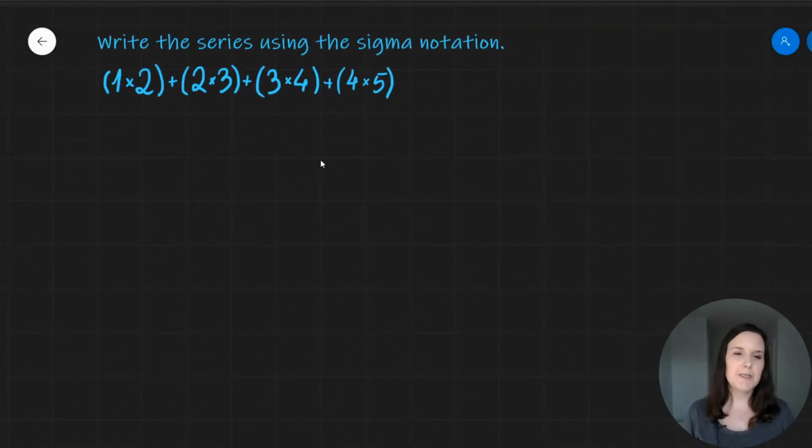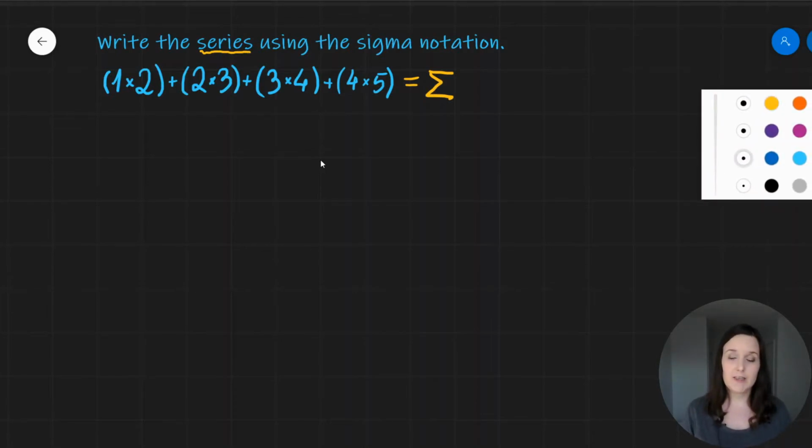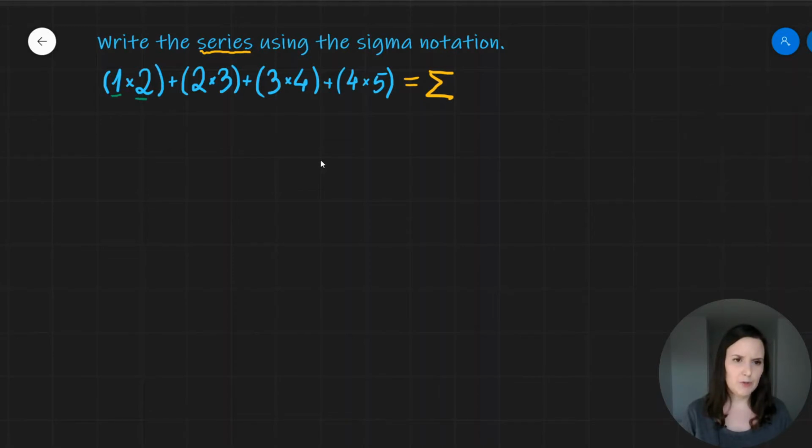In the next example, we have to write the series using the sigma notation. So we have the expanded form, and we would actually like to write it as the sum, as the sigma notation. Series, so the sum of those terms. But we need to figure out the formula. That's the trick. So what do we have here? First, 1 times 2, then 2 times 3, then 3 times 4, then 4 times 5.